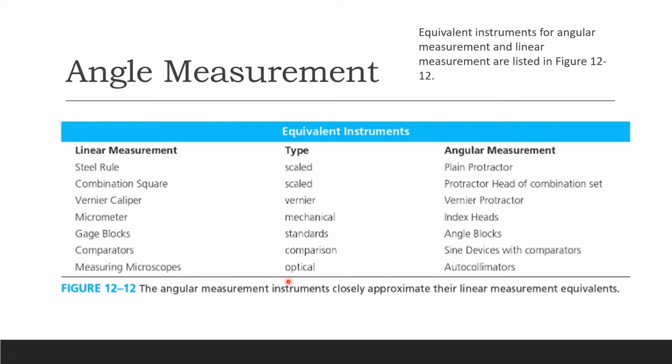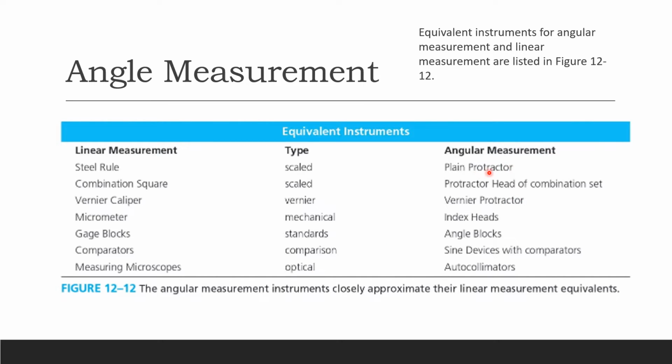This figure 12-12 is just giving you the equivalent instruments. You can see the linear measurement and then your angular measurement. This is just a type of your instrument, whether scaled, vernier, mechanical, standards of comparison, or optical. In linear measurement, we have already studied the steel rule, combination square, vernier caliper, micrometer, gauge blocks, and comparators. The measuring microscope, we're going to come across in the optical chapter.